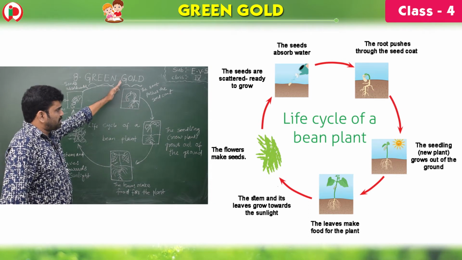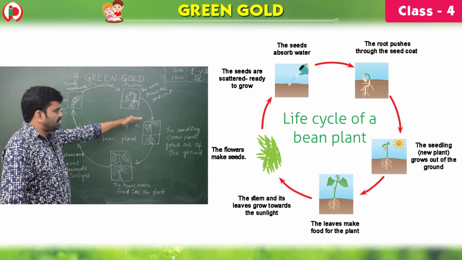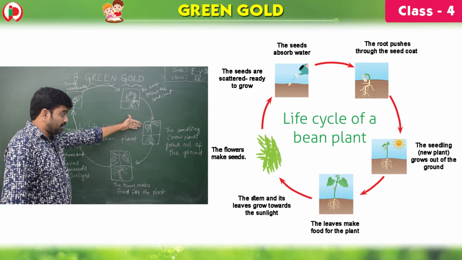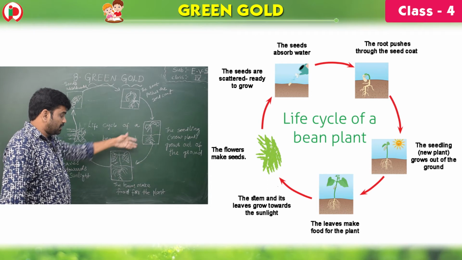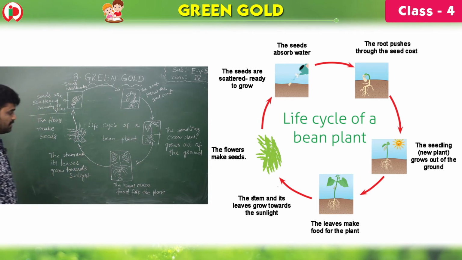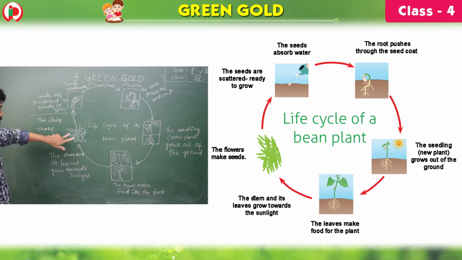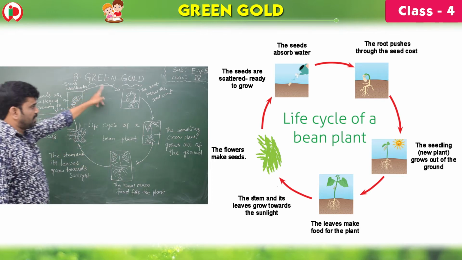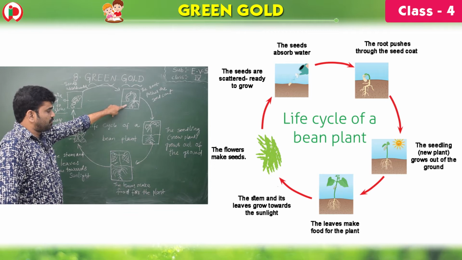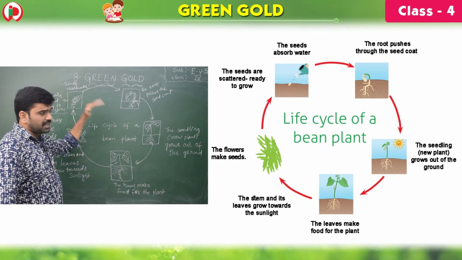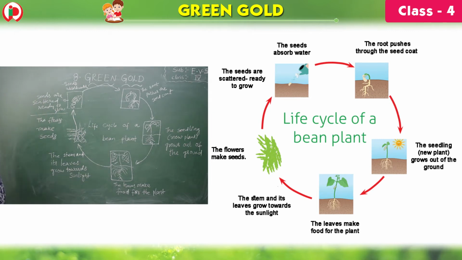the root pushes the seed coat, and after receiving the sunlight and the nutrients, the seedling, the baby plant, grows out of the ground and gives rise to a matured plant. So, plant, leaves, flowers, seed, and the seed coat here is pushed, baby plant, again plant. See the life cycle, it is repeated like this. It is repeated like this, the life cycle of a bean plant, children.